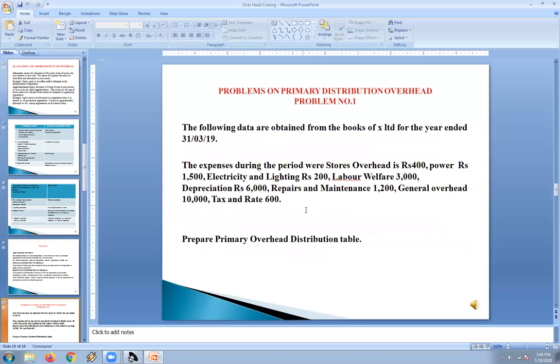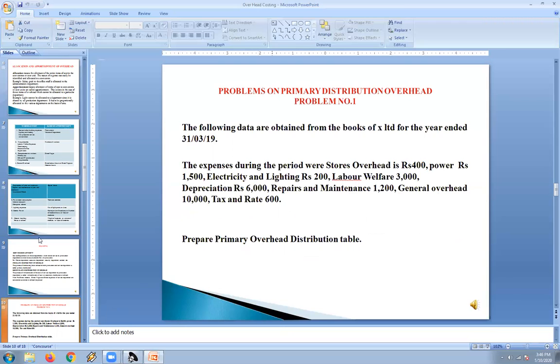Let us see the problem here, and how we are going to calculate under primary distribution. This is the data obtained from the books of X Limited for the year ended 31st March. The expenses given have to be apportioned and allocated to both production and service departments. Stores overhead is 400 rupees, power is 1,500, electricity and lighting 200 rupees, labor welfare 3,000, depreciation 6,000, repairs and maintenance 1,200, general overheads 10,000, tax and rate 6,000.